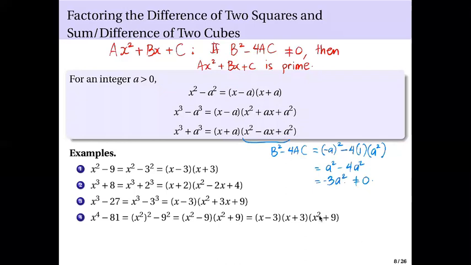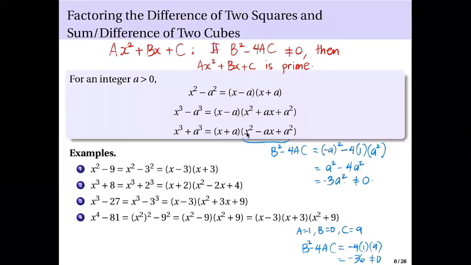Similarly for this, your capital B is equal to 0. Of course, your capital A is just 1, and your capital C is 9. So b squared minus 4ac is just negative 4 times 1 times 9, and this is equal to negative 36. This is not equal to 0. So this is prime.